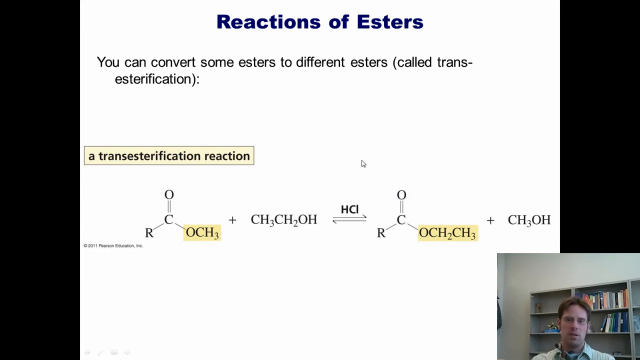We can convert some esters into different esters as well. If I take an ester of this type and incubate it with a large amount of this alcohol and catalytic acid, the lone pairs on this alcohol oxygen will come in, electrons go up, electrons go down, and eventually displace this OCH3 as an alcohol leaving group. This is a way of converting one ester into a different ester. This kind of reaction is called a transesterification.